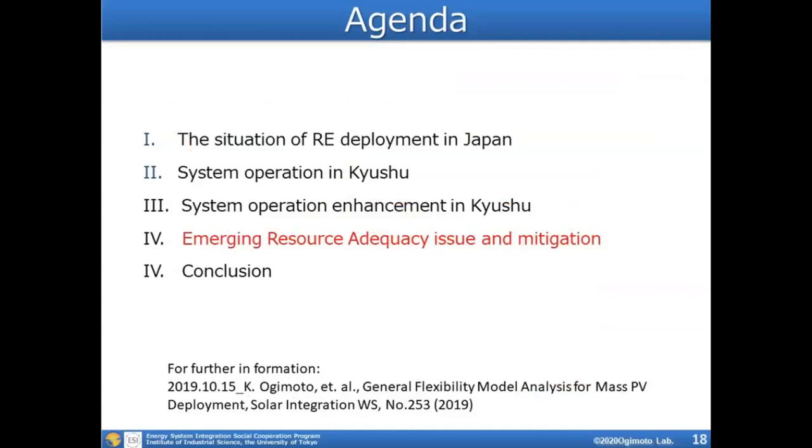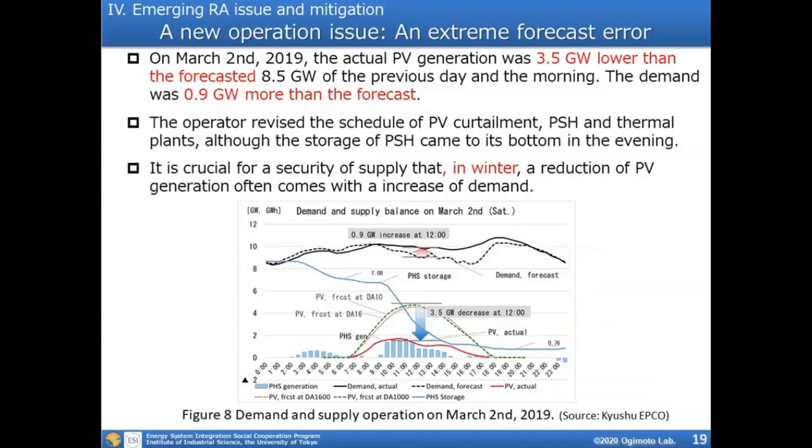But we have some possibility of mitigation. On March 2nd, 2019, the actual PV generation was 3.5 gigawatt lower than the forecast, 8.5 gigawatt, of the previous day and even of the morning. The demand was 0.9 gigawatt more than the forecast. The operator revised the schedule of curtailment, power plants, and so on.